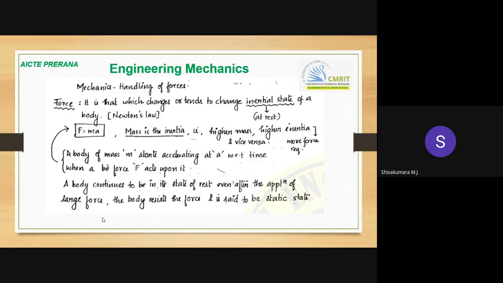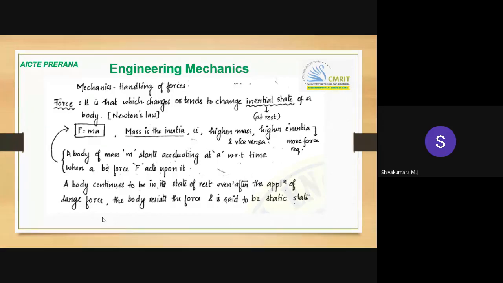It is an external agency which will try to change the state of the body, at the state of rest or in motion. That body, this force will try to change that state. An external agency, this one is. So that disturbing physical agency is named as force.